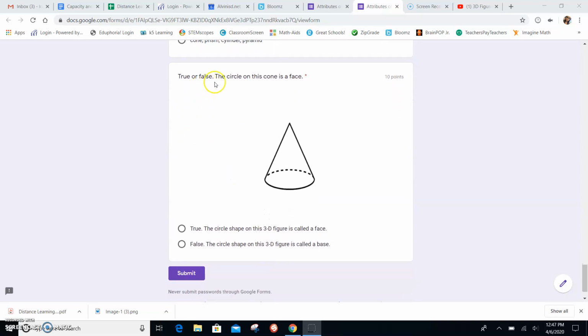Last question. True or false? The circle on this cone is a face. True. The circle shape of this 3D figure is called a face. False. The circle shape on this 3D figure is called a base. Then you'll click submit and you'll be done.